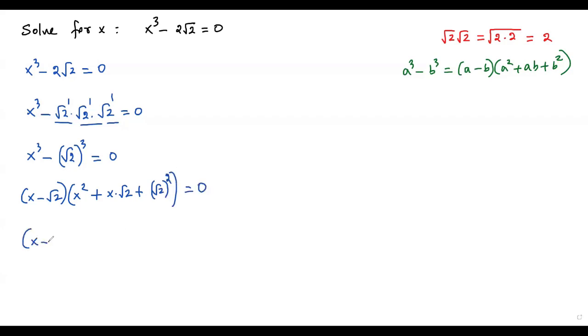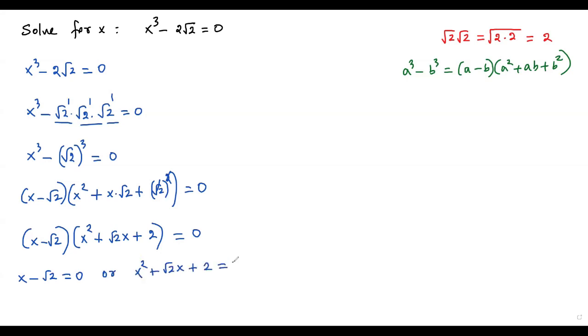So we have x minus square root of 2 times x square plus x times square root of 2, which can be written as square root of 2 times x, plus. The square and square root will cancel out, so we just get 2 over here, equals 0. Here the product of these two factors equals 0. Either the first one equals 0, that is x minus square root of 2 equals 0, or x square plus square root of 2 times x plus 2 equals 0.